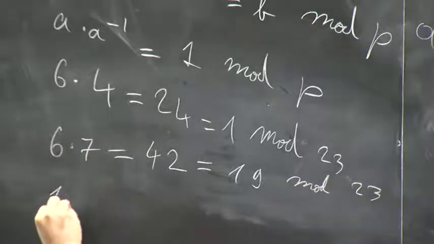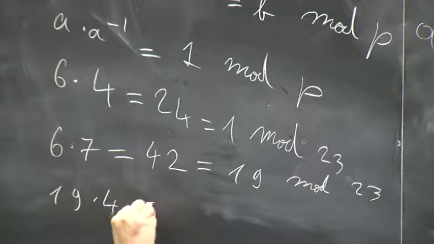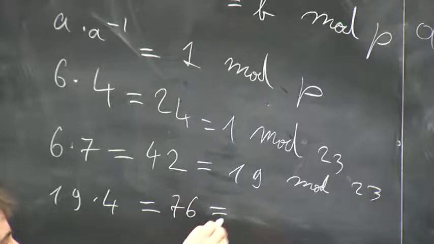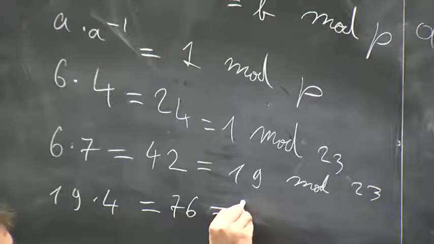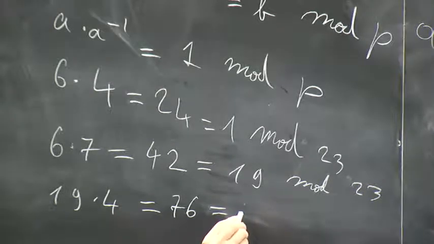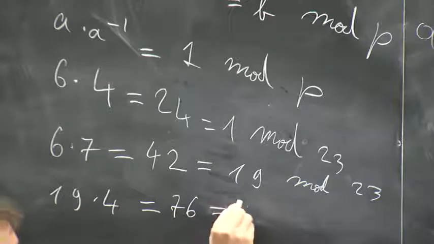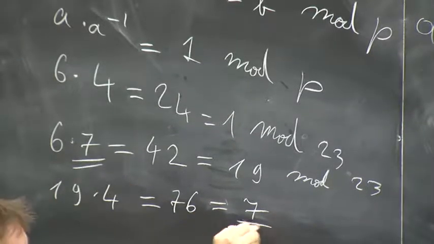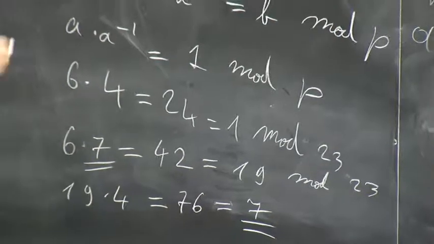OK, now let's multiply 19 by 4. What is this? 76. All right, 76 modulo 23? 7, maybe? Are you cheating? Did you compute it or did you use...? 69, so 7. Yeah, you're totally right. Started with 7, ended with 7. So this works.